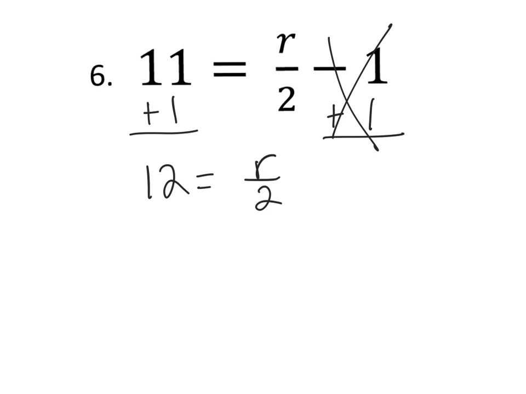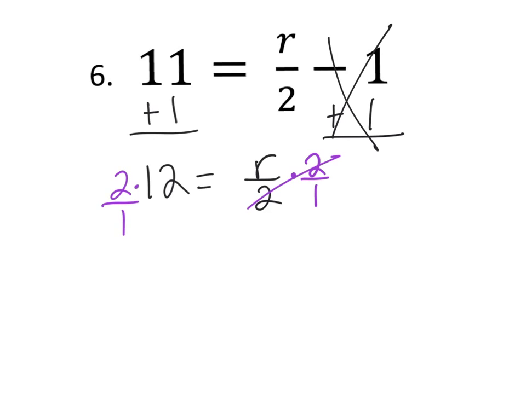So r is divided by 2. How do I get rid of something that's divided? What's the inverse operation? Multiply. That's what you're going to do with the 2. And if you like the 2 over 1, because that helps you remember that they diagonally cancel. And then it becomes 1r.